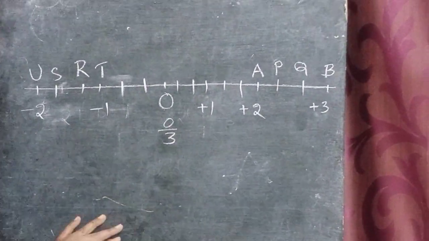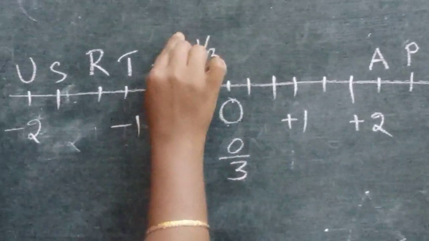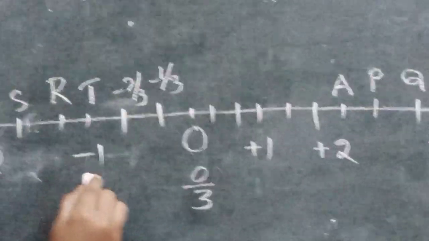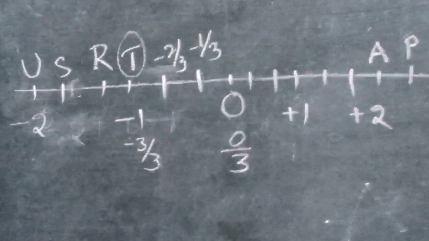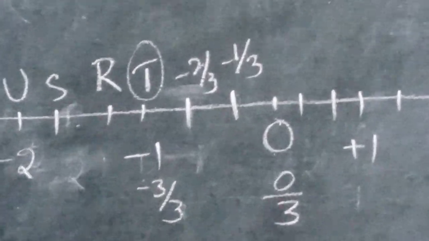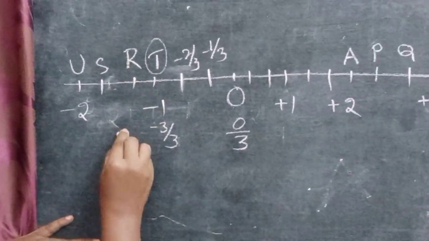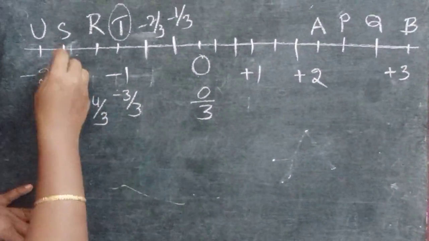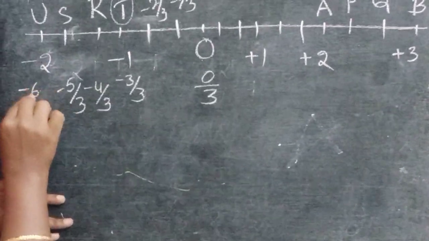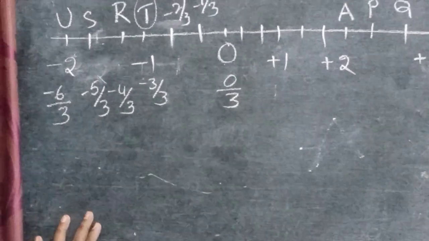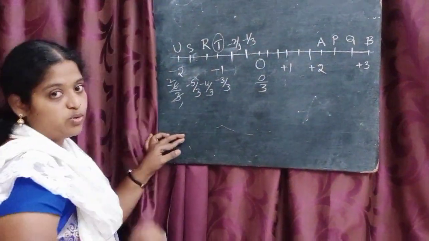0 by 3. Here it is automatically -1 by 3, -2 by 3 and this one is -3 by 3. -3 by 3 is which value? T value. T is -3 by 3 means that is equal to -1. Clear? Now R value, it is -4 by 3. S value -5 by 3 and U value -6 by 3. What is -6 by 3? If you do the cancellation here, 3 ones are 3, 3 twos are 6, the value will be -2 only.